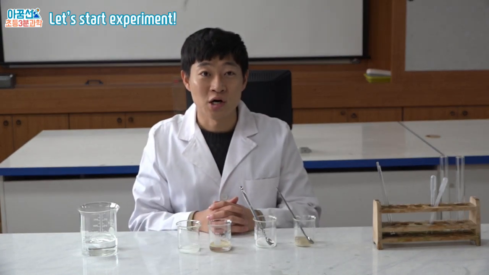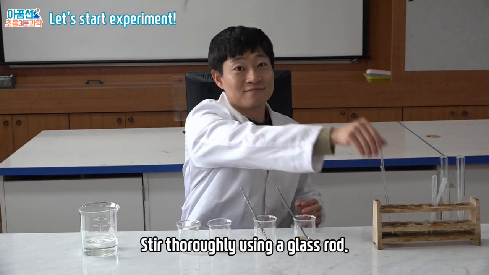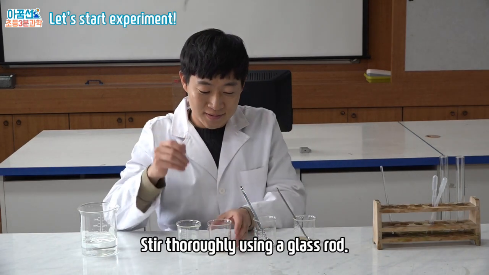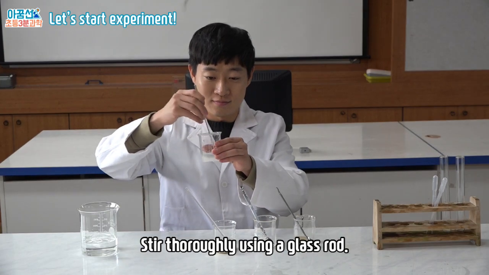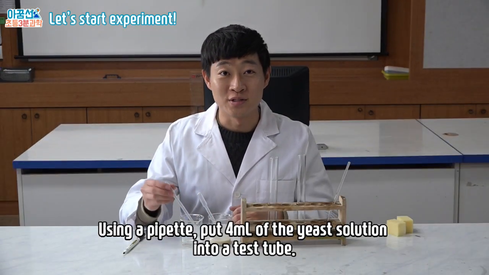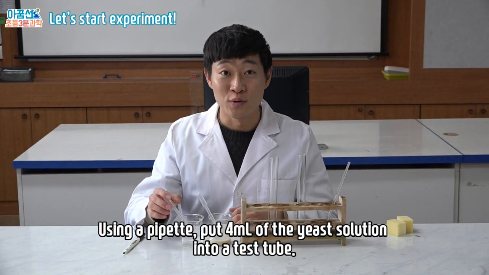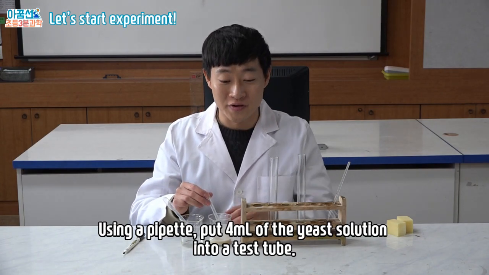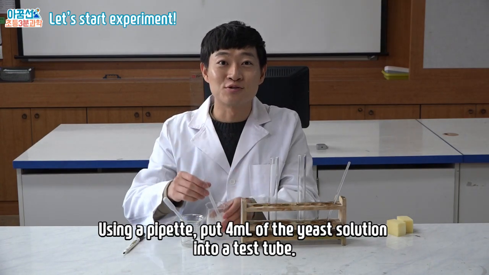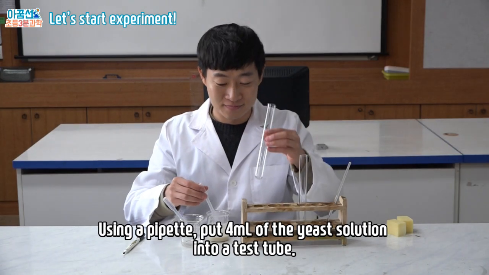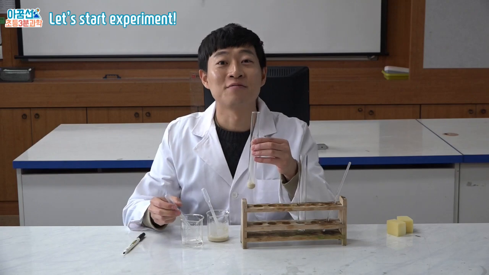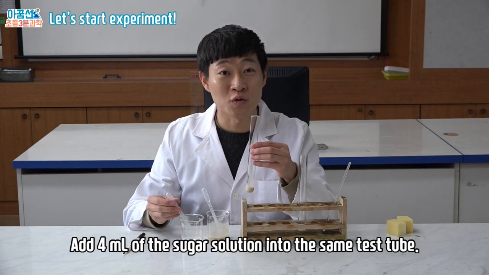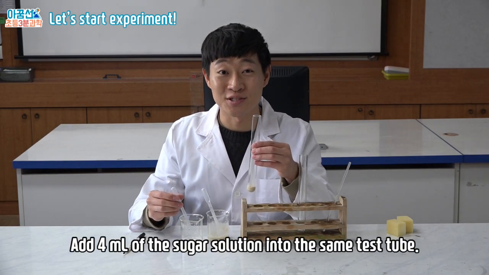Now, stir thoroughly using a glass rod. Using a pipette, put 4 milliliters of the yeast solution into a test tube. Add 4 milliliters of the sugar solution into the same test tube.